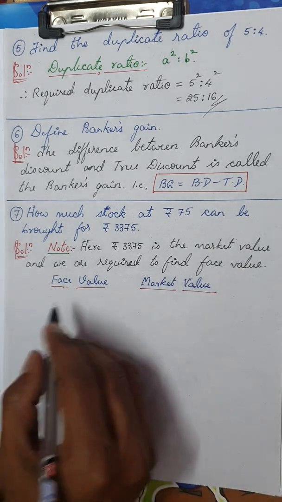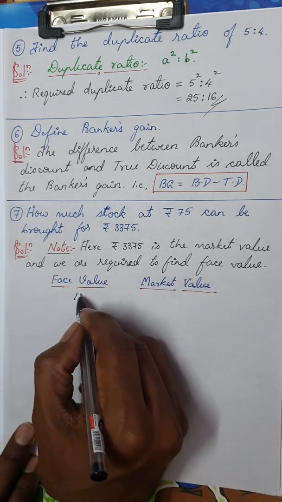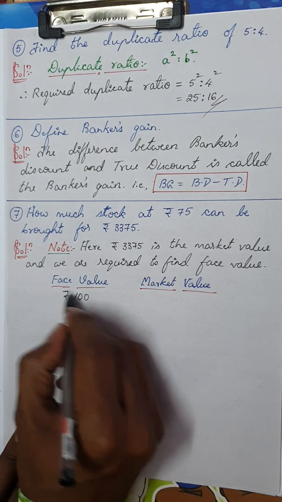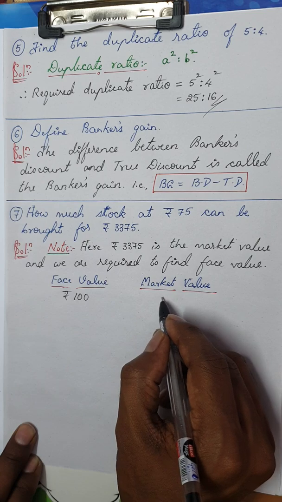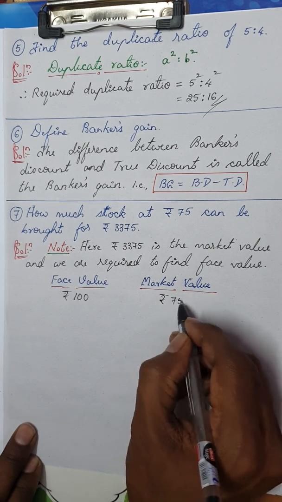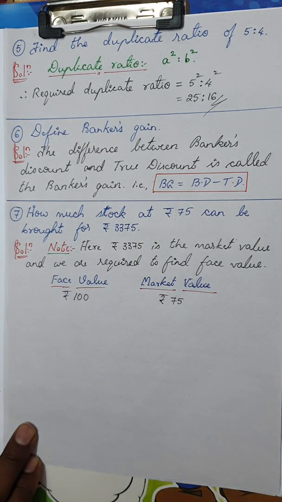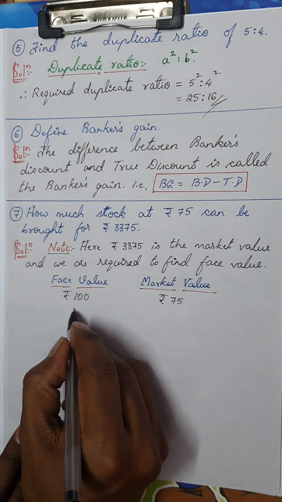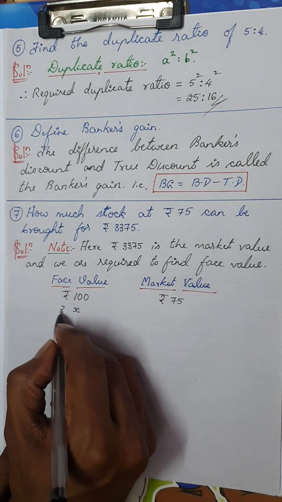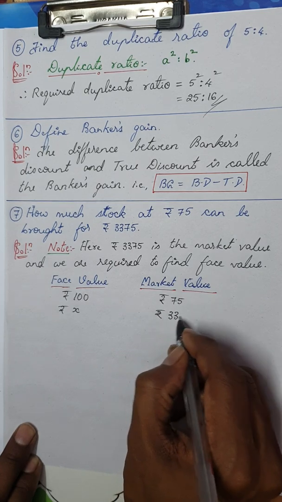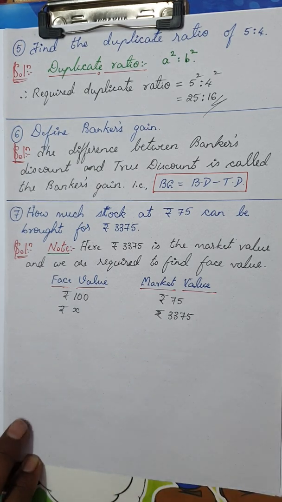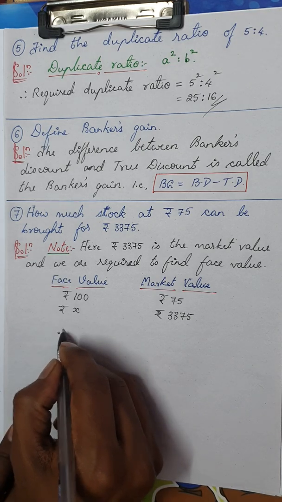Now see how I'm going to model it. The face value is rupees 100. Here the market value would be treated as rupees 75. He has given this. Now you have to find out the face value. Let me take it as rupees X. Its market value is rupees 3,375.